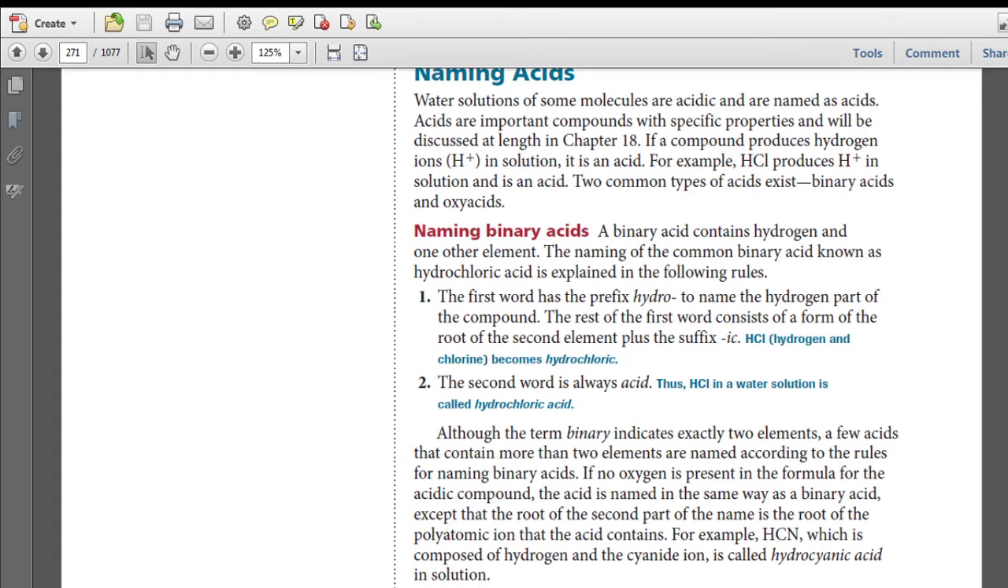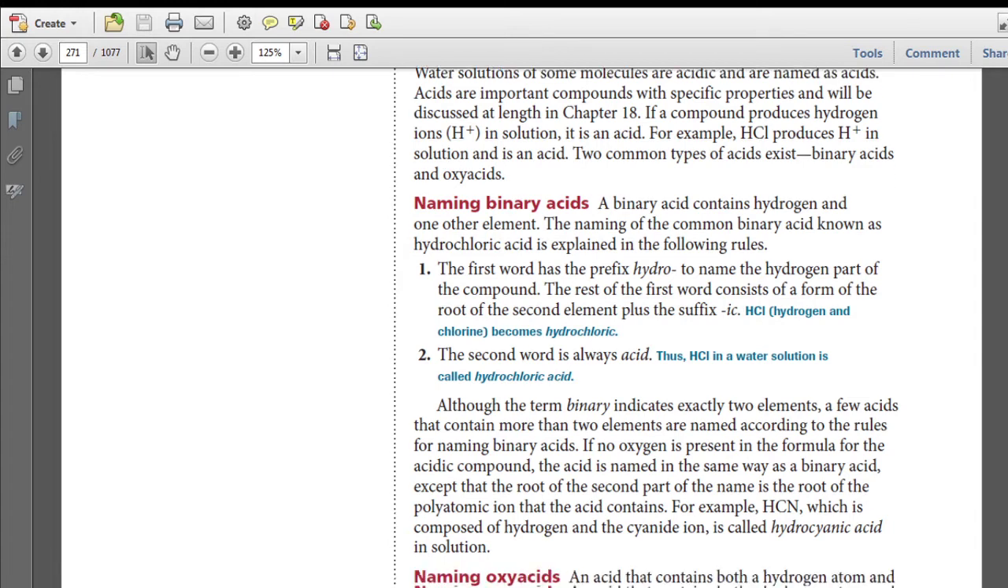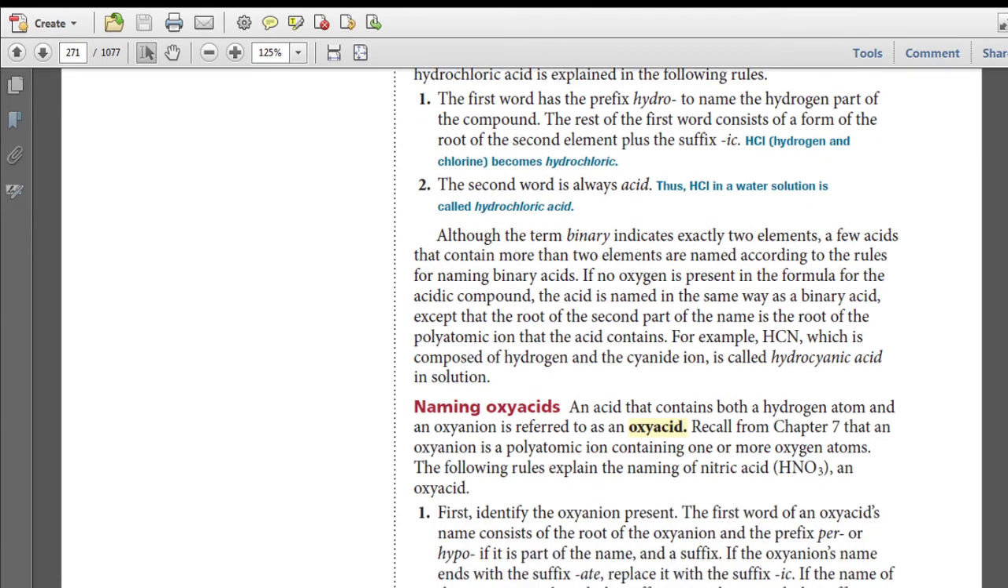The first word has the prefix hydro added to the name of the hydrogen part of the compound. The rest of the first word consists of a form of the root of the second element plus the suffix "ic." HCl, hydrogen and chlorine, becomes hydrochloric. The second word is always acid. Thus, HCl in a water solution is called hydrochloric acid.